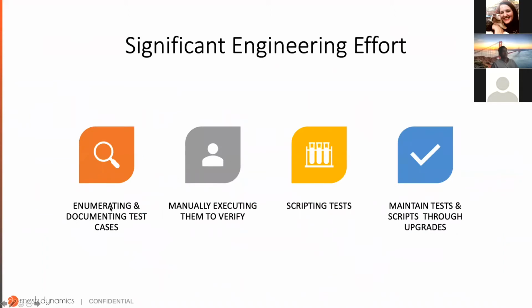So how do we enumerate and document all these test cases, so that someone else, either a product manager or an engineer who understands all of this, has to document these test cases and spec them? Either a QE takes them up, first manually executes them to verify, prepares the test data, and then scripts them, and maintains these tests and scripts through upgrades, right? So all of these are a significant amount of effort.